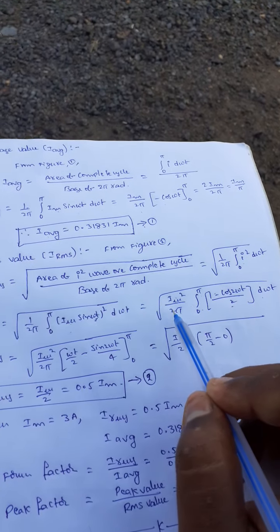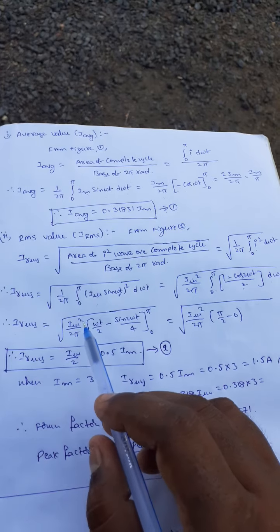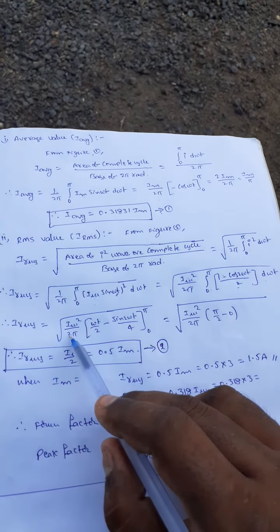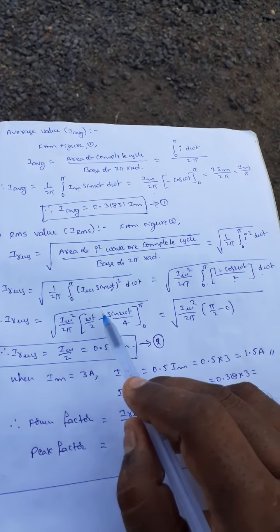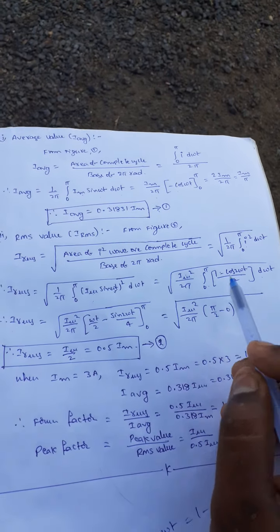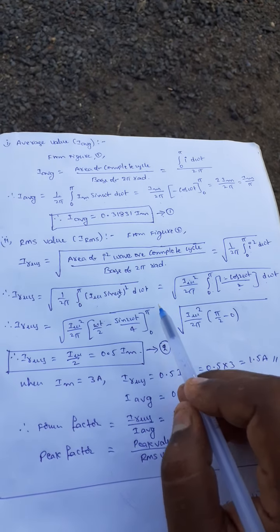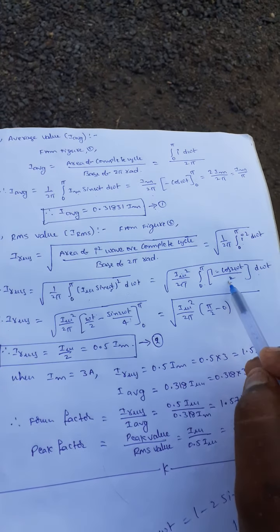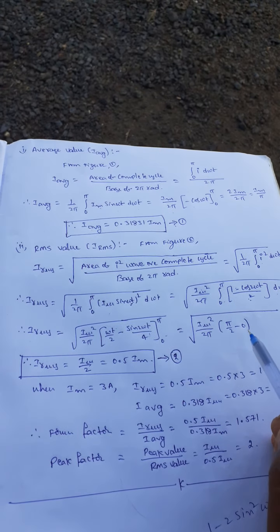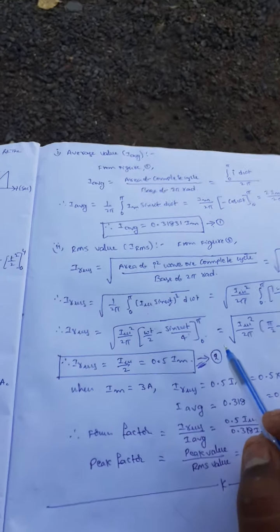This 2 will also come out of the integration. So Im square by 2 pi times the integration, applying integration for both terms: integration of 1 d omega t is omega t by 2, minus integration of cos 2 omega t, which is sin 2 omega t by 2. Already we have 2, 4. Apply the limits. So this is Im square by 2 pi, pi by 2, 0. So IRMS is equal to this value.